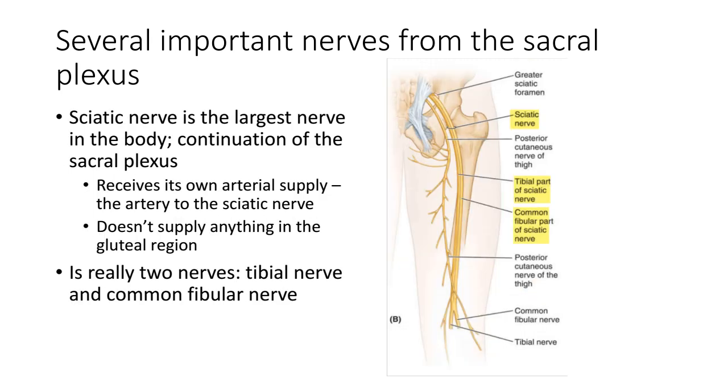The sciatic nerve is the largest nerve in the body, and it's a continuation of the sacral plexus. It's so large that it receives its own arterial supply, which is called the artery to the sciatic nerve, and it does not supply anything in the gluteal region, so it just passes by that gluteal region and doesn't have any branches to supply that region. It really is two nerves, the tibial nerve and the common fibular nerve. So here we see the tibial part of the sciatic nerve and the common fibular part of the sciatic nerve.